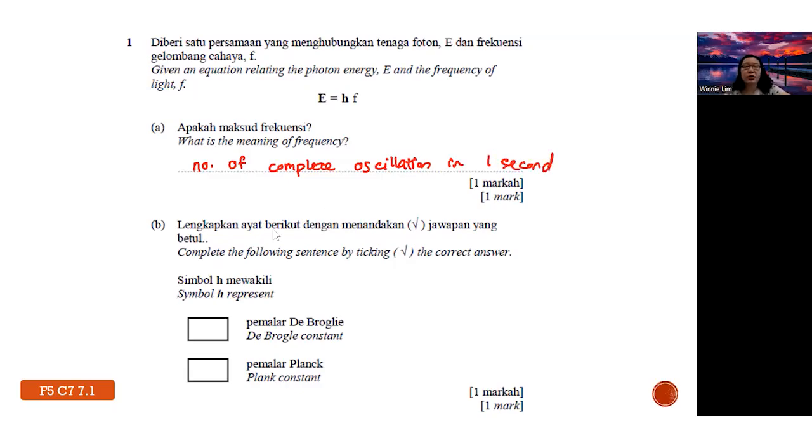And based on the equation given, what does this E refer to? E is the photon energy, and f is the frequency, while h is a constant, and this constant is referred to as the Planck constant. So complete the following sentences by ticking the correct answer. We just tick like that, and you will actually get 2 marks already for A and B.